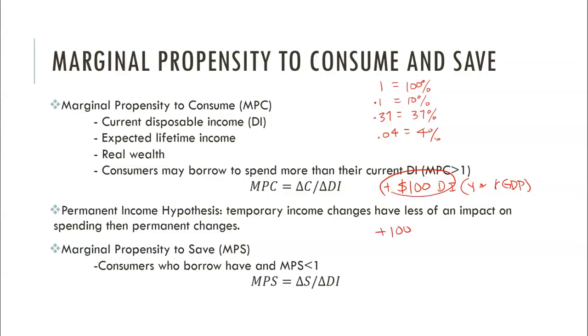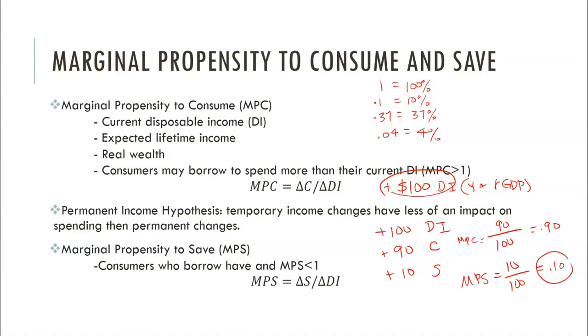So let's say we have $100 extra of disposable income. We have $90 of extra consumption and $10 of extra saving. So if we're calculating our marginal propensity to consume, we would say 90 divided by 100, 0.9. For our saving rate, or our MPS, we would say 10 divided by 100. We get an MPS of 0.10. So what this says is that every extra dollar we get, we are going to save 10 cents of that, or 10%, and we're going to spend 90 cents of that.